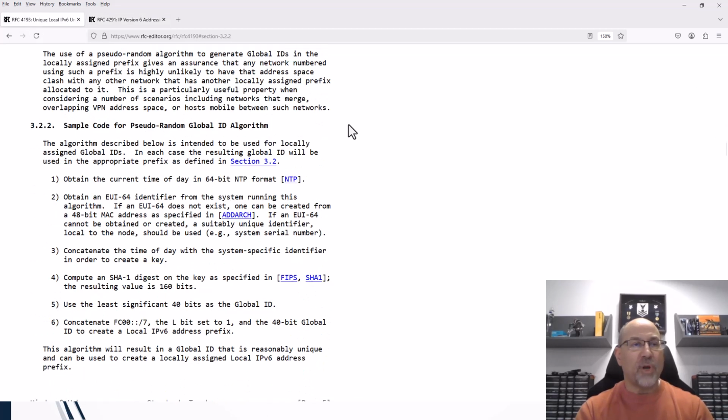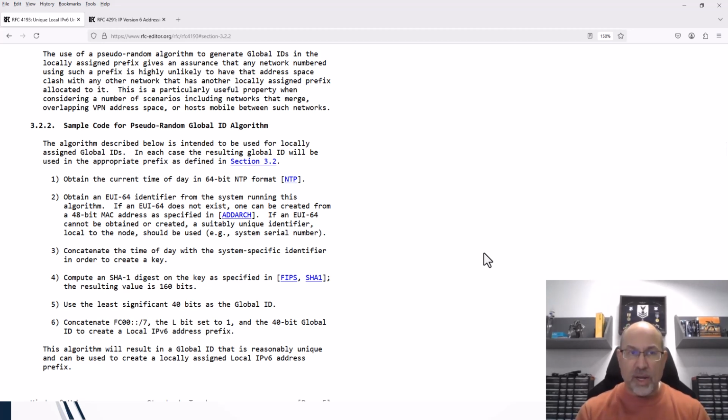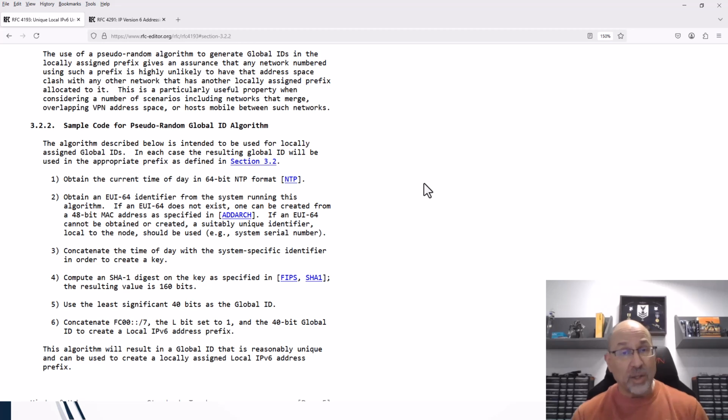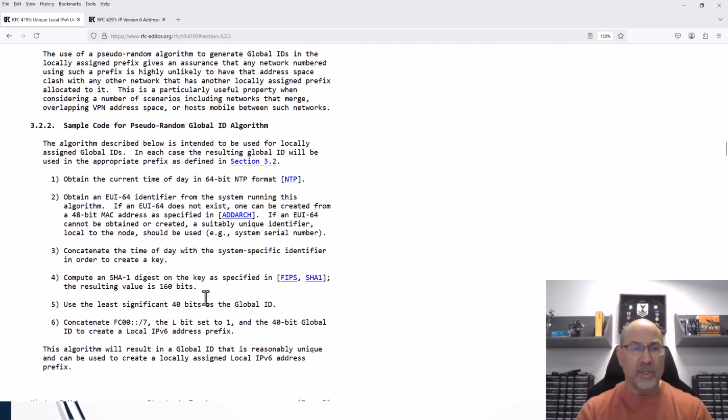And RFC 4193 has the instructions for creating the unique local. And this is a suggested sample code for the pseudo-random generator. Now, once you would get your global ID for your unique local, you would register that so nobody else would use it. But here we have it, right? To obtain the time of day and so on. But you can read this particular process or procedure out there in the available RFCs.